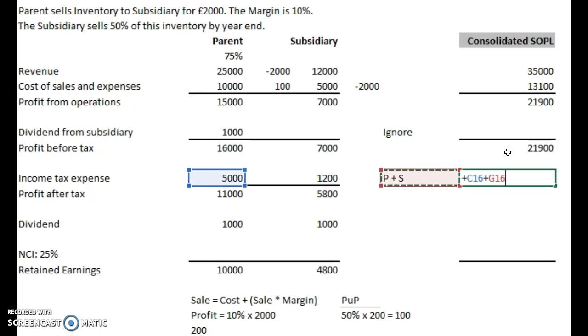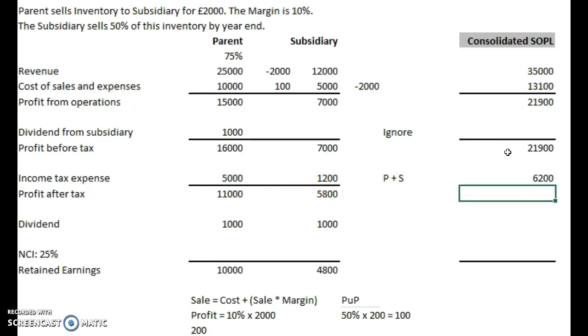Income tax expense is just one plus the other. It's quite simple. It comes to 6,200. That gives a profit after tax of profit before tax minus the tax, 15,700. The dividend is the dividend going out of the group, so that's the parent only. So we remove 1,000 from that. And if we didn't have an NCI, this would be our retained earnings, 15,700 minus 1,000, 14,700.